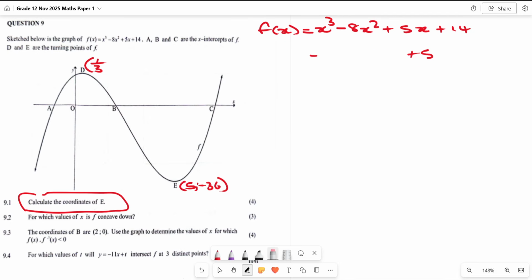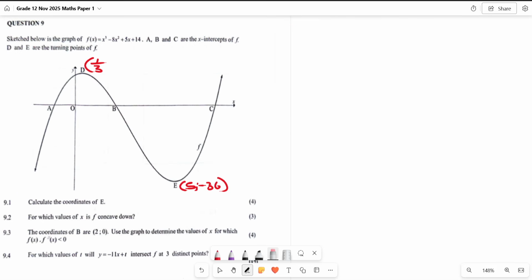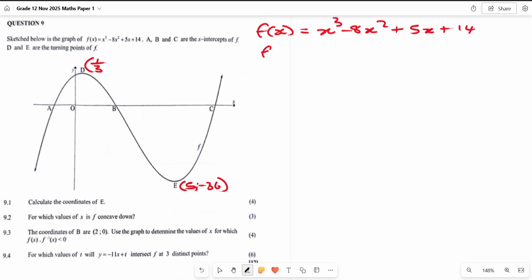Okay. The following question, they're asking us to write down the values for which this graph is concave upwards. So let me just rewrite this. F of x is equal to x cubed minus 8x squared plus 5x plus 14. The first derivative is going to be equal to 3x squared minus 16x plus 5. We need to work with the second derivative.